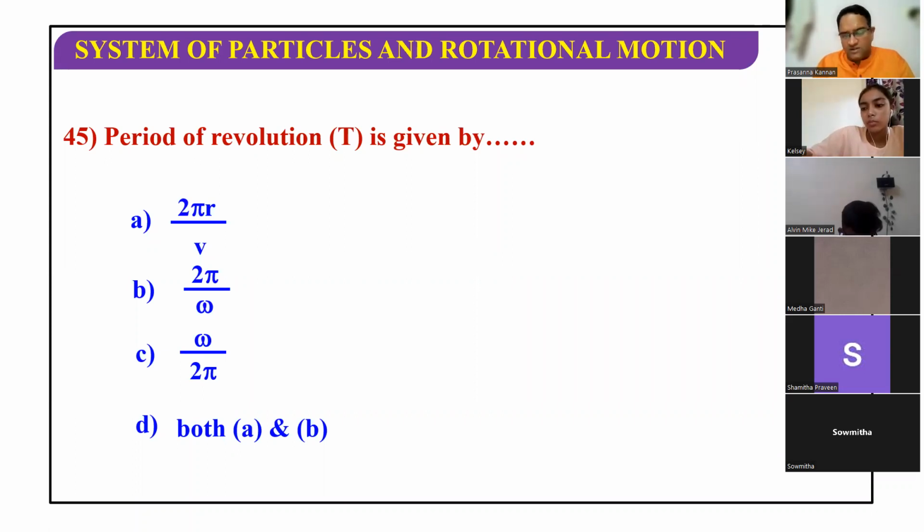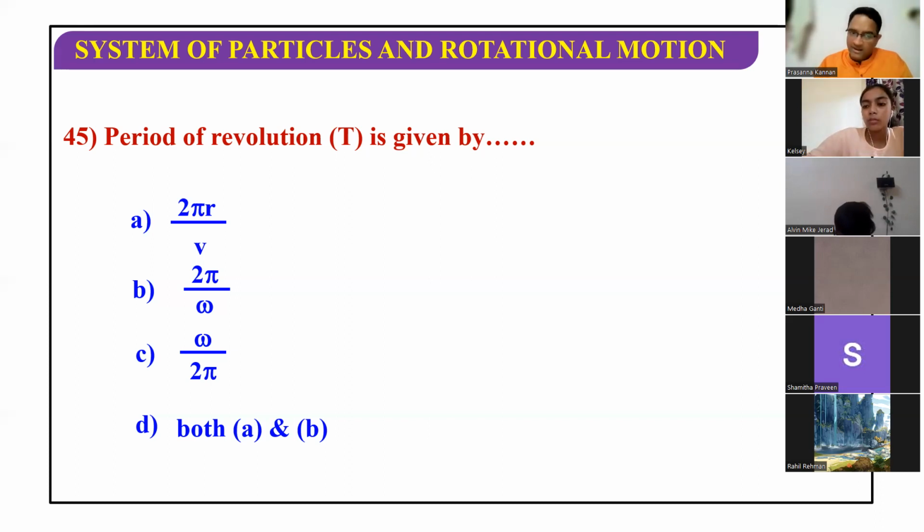But that's not the answer for this question. Look at A also. What is the relationship between V and omega, guys? V is equal to R omega. Yes, so V is equal to R omega. Use that. So instead of omega, what can I substitute there?